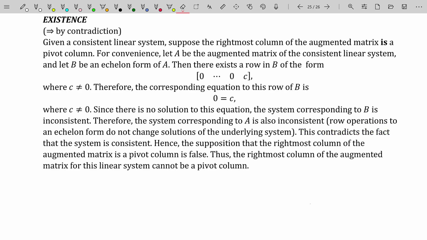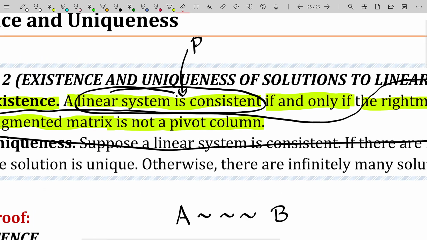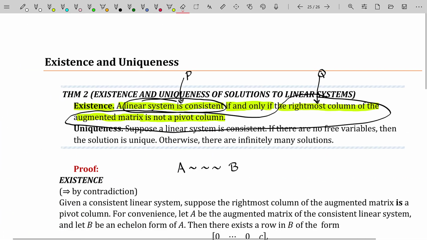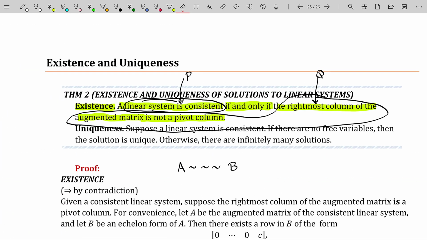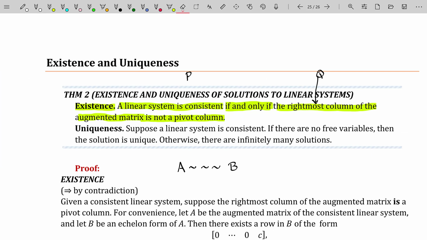So that is the proof that if we have a consistent linear system, then the rightmost column of the augmented matrix cannot be a pivot column. Now we're going to go the other direction.